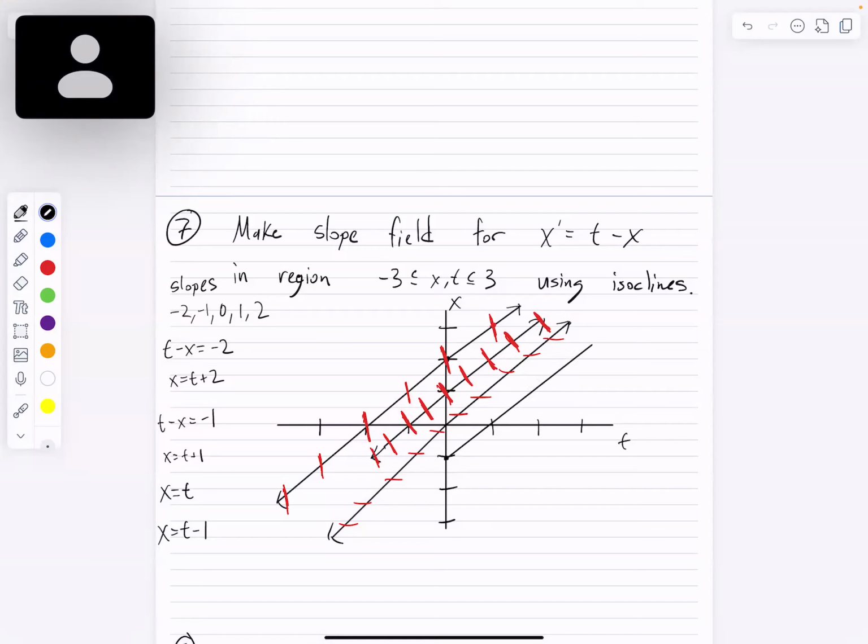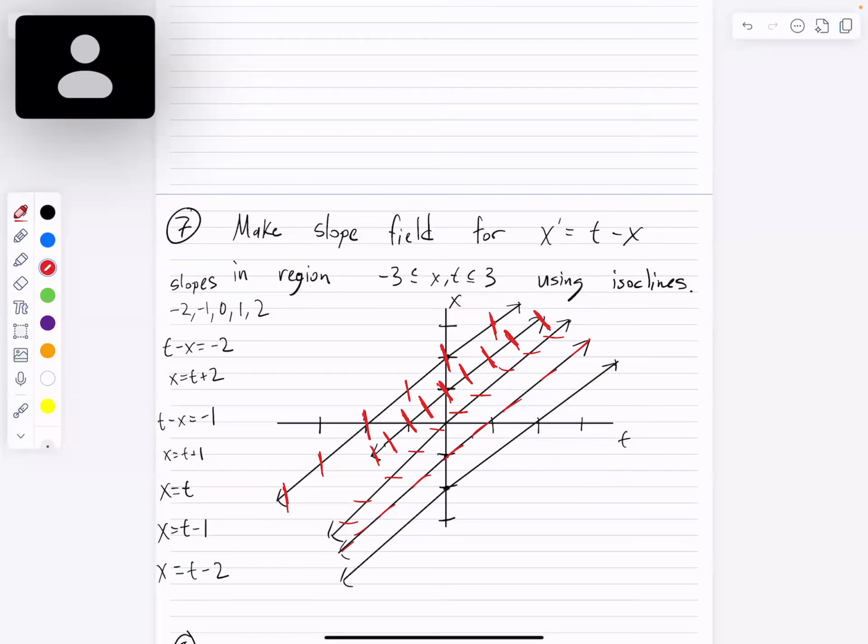And so you can kind of tell what's happening, hopefully. You just get a bunch of parallel straight lines, and the slopes are increasing as we go along them. So these ones are going to have slope 1, which actually go exactly on this line. They will match that line perfectly. And then the last isocline will be x equals t minus 2. So that's the last isocline. These are supposed to be parallel, but my graph is not super good. And so on these lines, we have slope 2. And so slope 2 goes a little bit steeper.